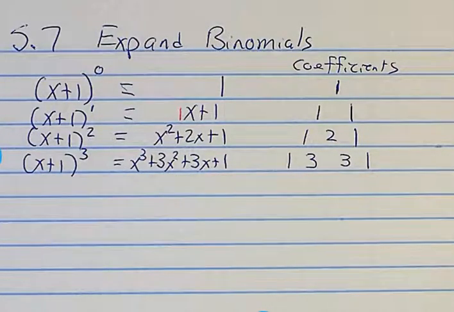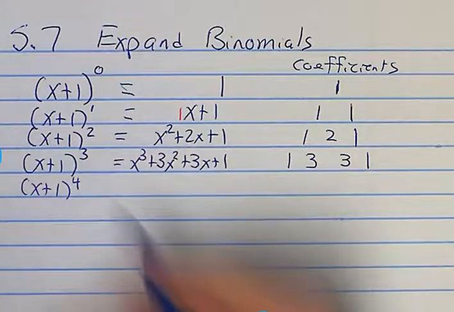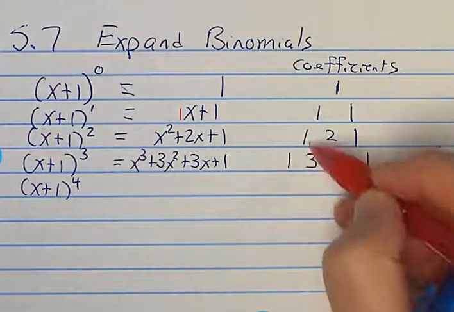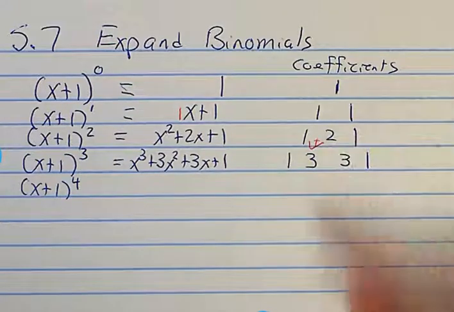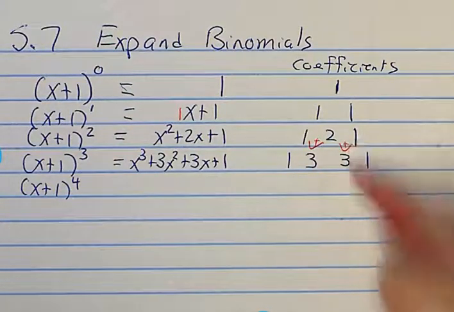Now, here's where they started noticing shortcuts on this one. Instead of doing the full method over and over, they noticed the pattern here, that you can take the numbers above it, add those together to get the number below it. So we did 1 plus 2 to get 3. 2 plus 1 would also be 3.